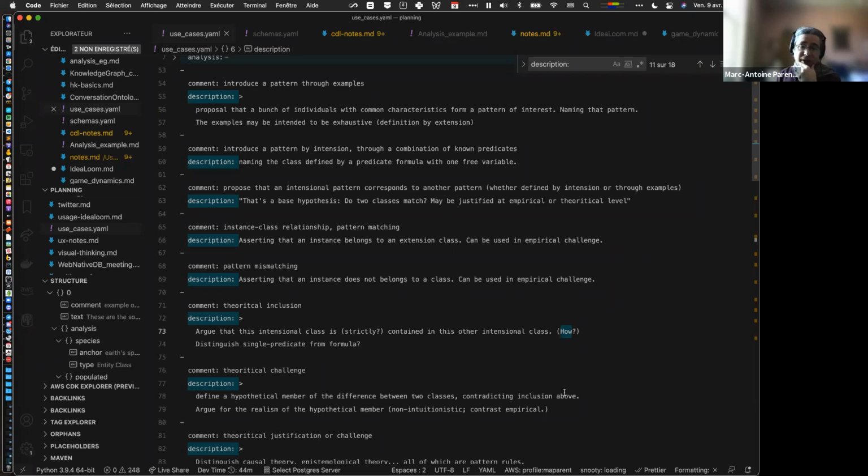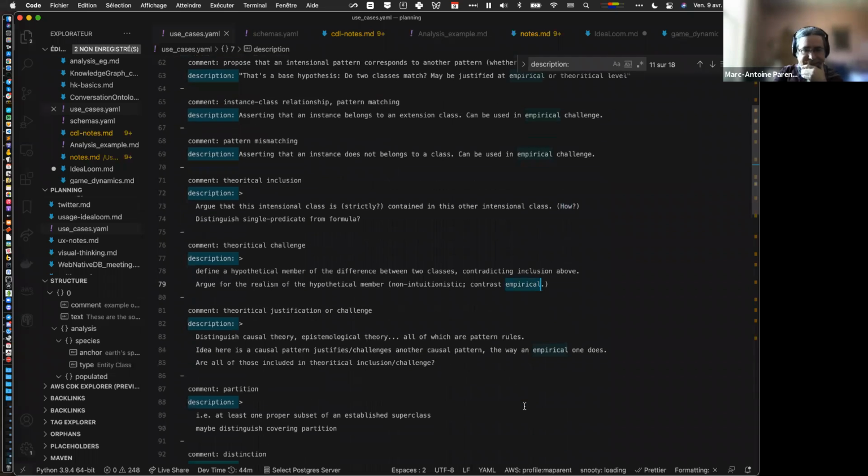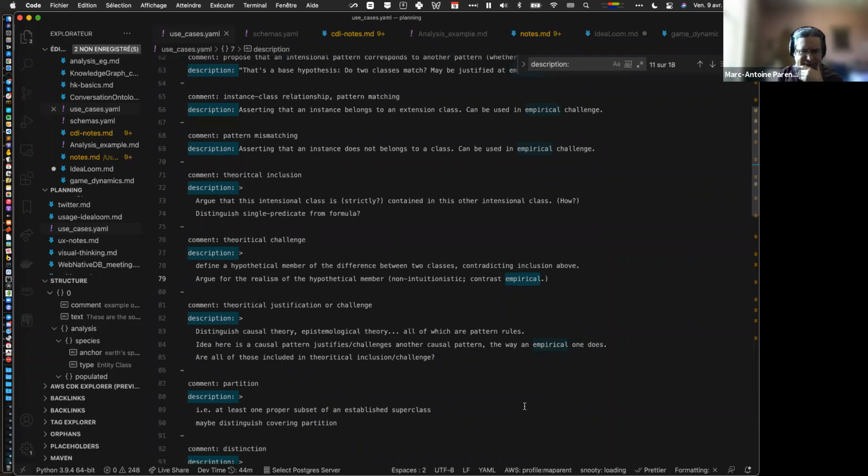Theoretical challenge is kind of a non-empirical exception. You're saying, well, I think this could fit there and not there. I don't have an actual case, I have a theoretical case. That's kind of in non-intuitionistic mathematics. This is what we do. That's a fairly rare case, I think. And I was trying to define what fits in theoretical justification of challenge. I think all these might be most cases.